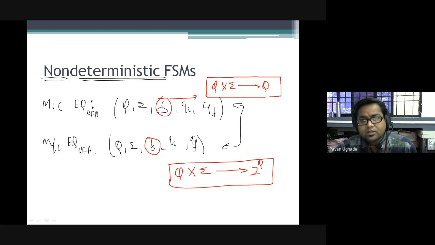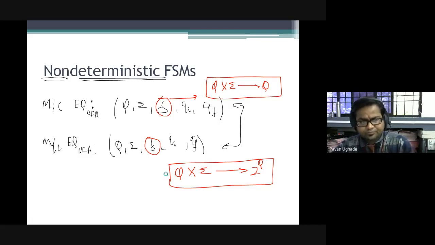The major difference is that for one state over one alphabet, a DFA gives rise to only one state, whereas in the non-deterministic finite automata you are not sure; from one state over one alphabet you may move to one state, two states, or up to 2 raised to power Q states. The maximum possibility is 2 raised to power Q. It is non-deterministic. How? I'll take the example now.